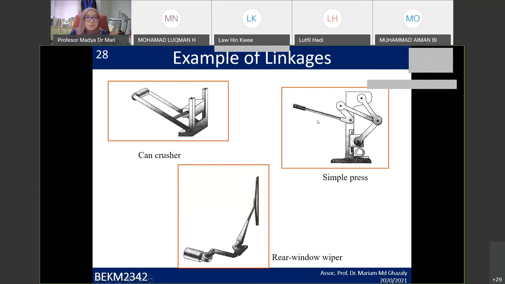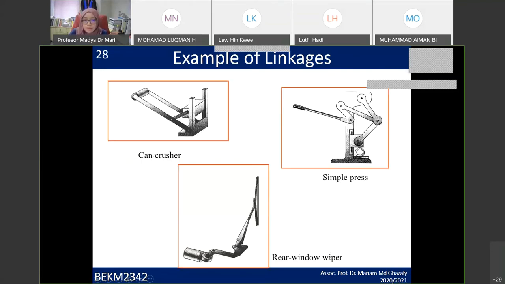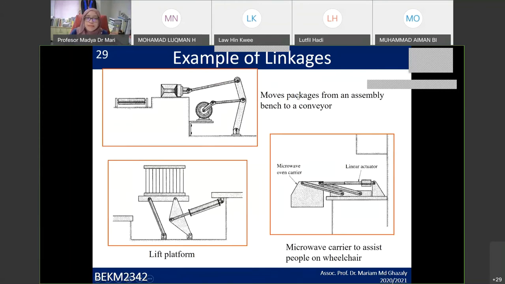So just go through, because I have shared a lot of examples. We have the can crusher, simple press, rear window wiper. Okay, we have moving packages from assembly bench to conveyor. So just try to look at which part is moving, which part is fixed, and what motion you want to achieve. Is it from rotary to linear or linear to rotary?